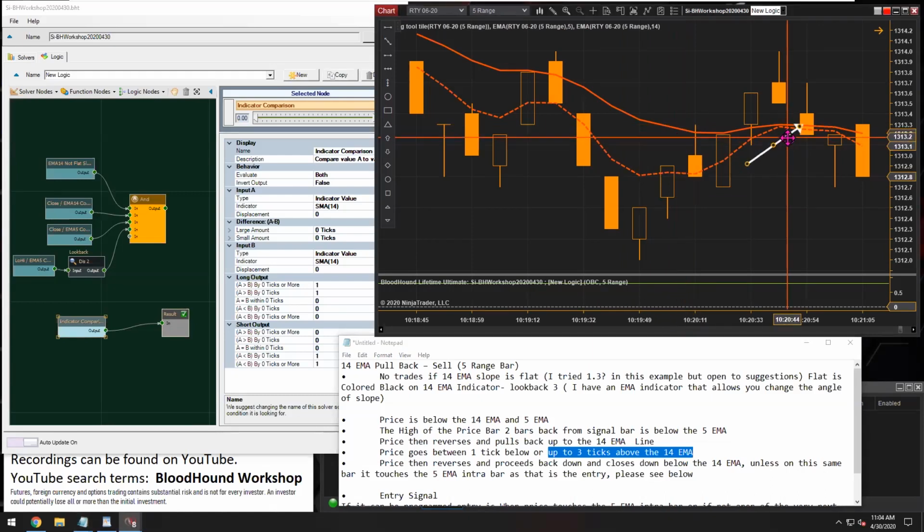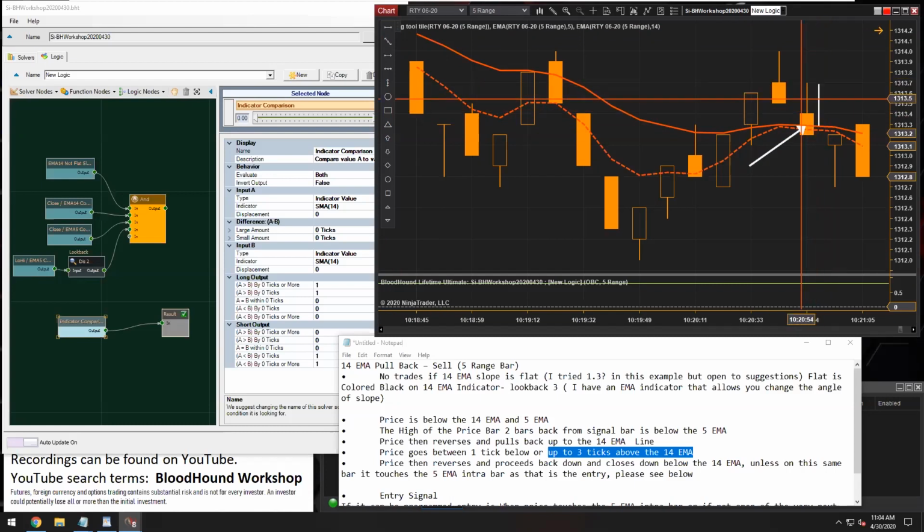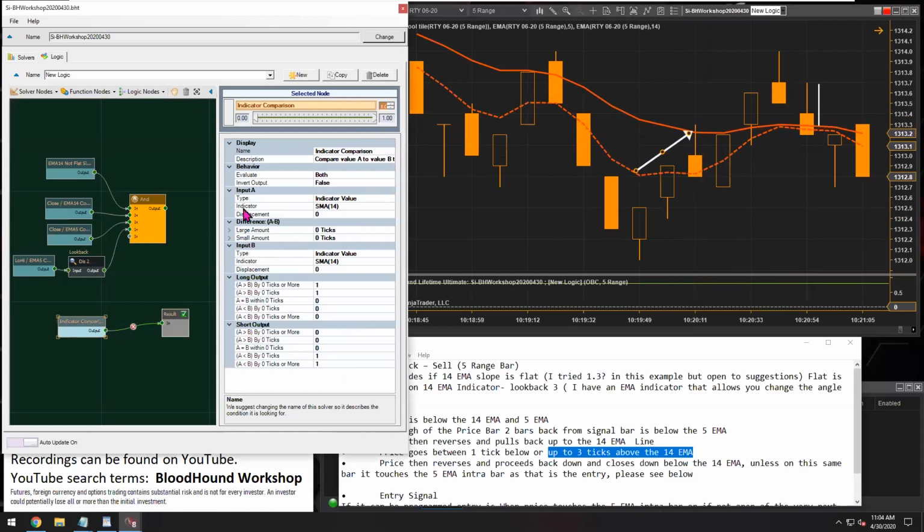So for example here, this wick is probably more than 3 ticks above our EMA14. From our EMA14 to the high of this bar, this distance is probably more than 3 ticks. So we measure from the EMA on up. That's probably more than 3 ticks, so we would want to eliminate these bars. But this bar, we know that this is definitely less than 3 ticks here.